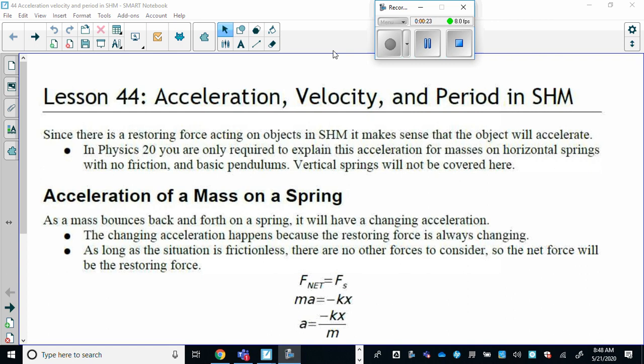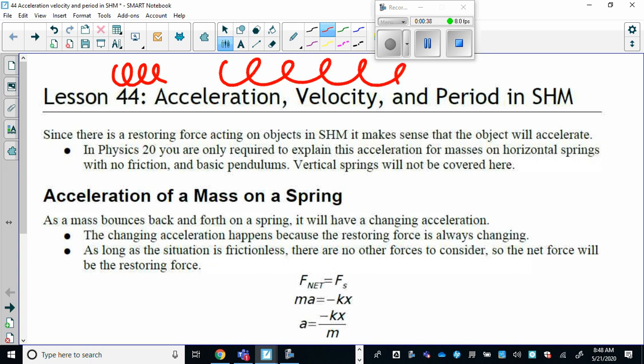And it says as a mass bounces back and forth in a spring, it will have a changing acceleration, which we've already discussed. So let's just quickly review that. If I have a spring and then I stretch it out, it's going to go back and forth with its equilibrium position in the middle. It's going to have a maximum velocity in the middle and an acceleration of 0 in the middle of its oscillation, or at the equilibrium point.